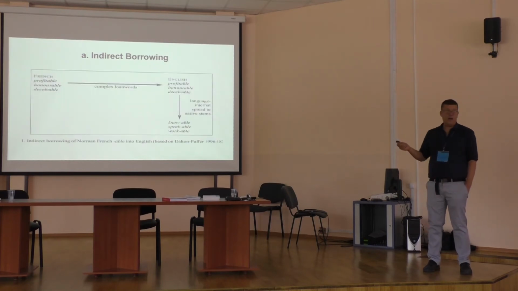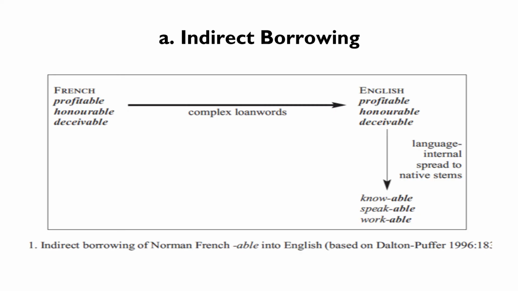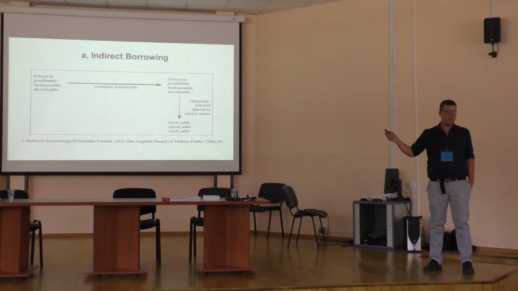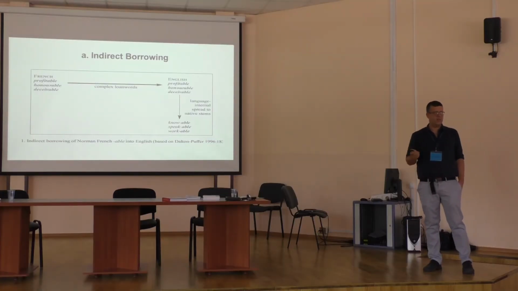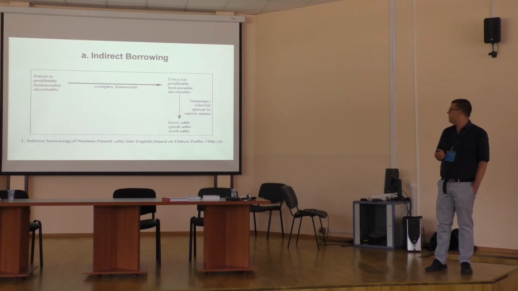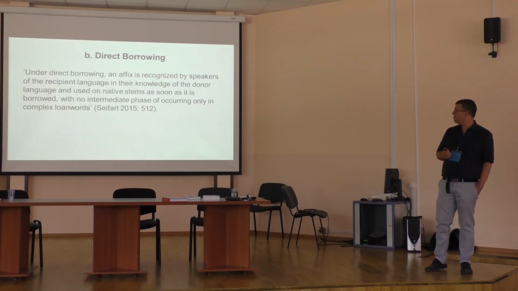And this is the example of -able in English, which comes from French, so profitable, honorable. I have no idea how these were pronounced in Middle French. They're complex. In English, they were taken over as whole loanwords. And then afterwards, they spread to native stems like knowable, speakable, and so on, right? That's the idea of indirect borrowing.